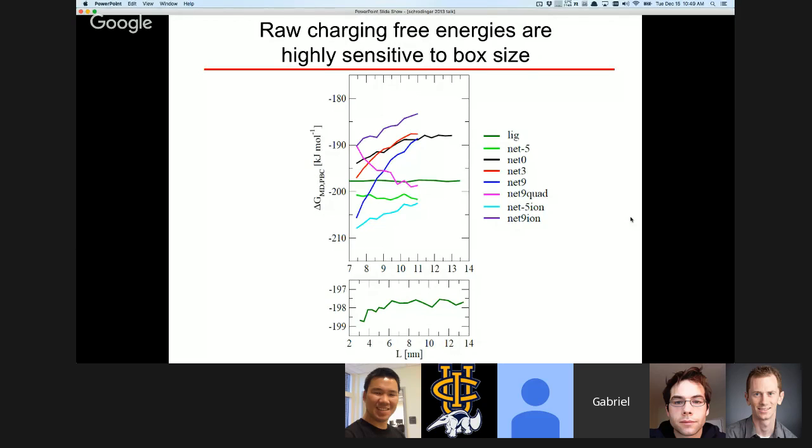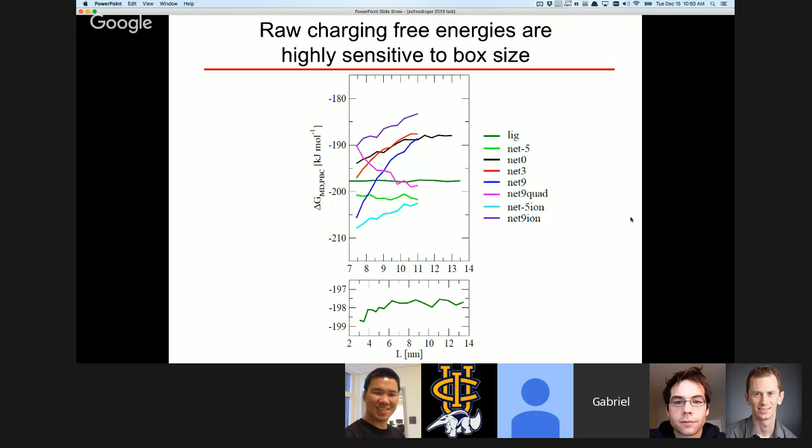Okay, so these are the charging free energies of the ligand with respect to the box size that it was simulated at. And you can see, first of all, that in each different case, the charging free energy varies by several kilojoules, up to like tens of kilojoules, depending on the box size that the system was simulated at. And it doesn't even change in a consistent direction. So for some of the systems, the free energy becomes less negative as the box gets larger. For some of the systems, the free energy gets more negative. Well, I guess for the net -5 and for the net 9 quad, the free energy gets more negative as the box size gets larger, and the slopes are all different from each other. So basically, every different system behaved differently, and the free energy of charging the ligand varied by some amount at different box sizes.